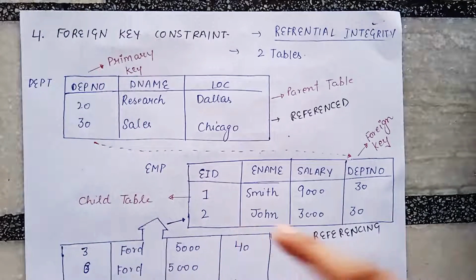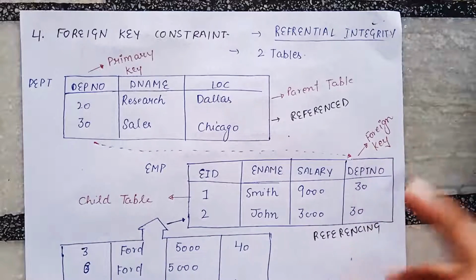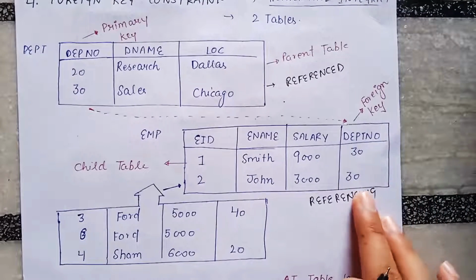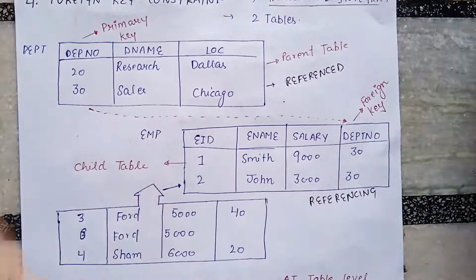What does it specify? Let's suppose we are going to enter an employee in this table, and let's suppose we have entered a department number that does not exist in this table. So what will it do?